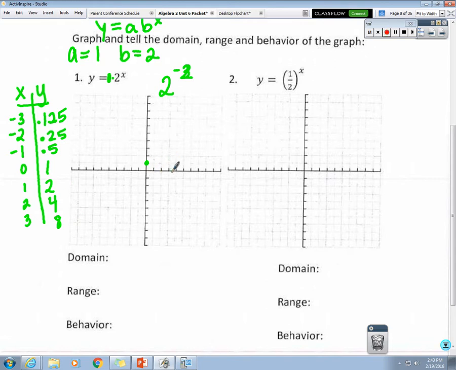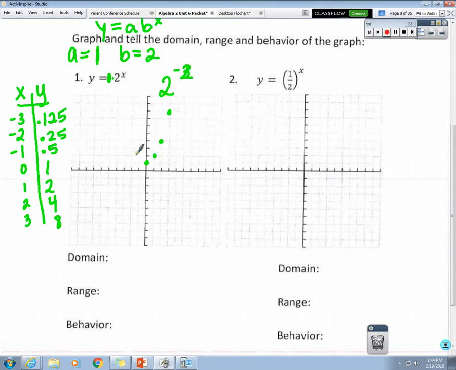Over 3, up 8. Okay, how do I plot 2, 4? Go over 2, up 4. Okay, what about 1, 2? And then 0, 1 we already plotted. And how did we know to plot that there from the beginning? The what? The a value was 1, and that's your y-intercept.